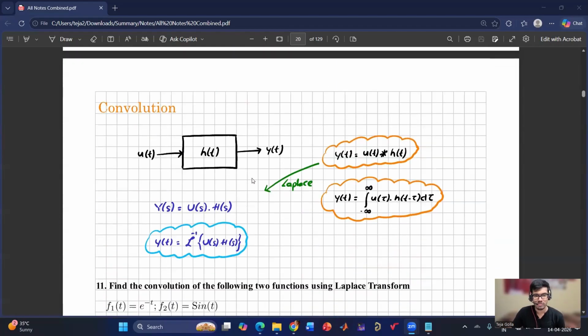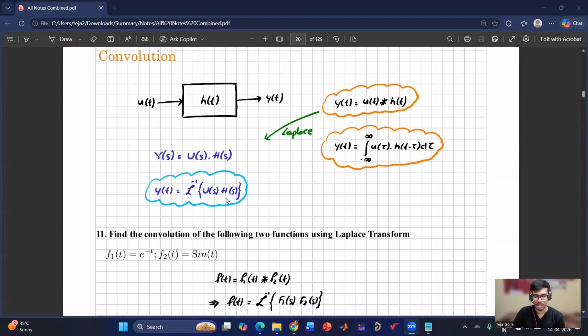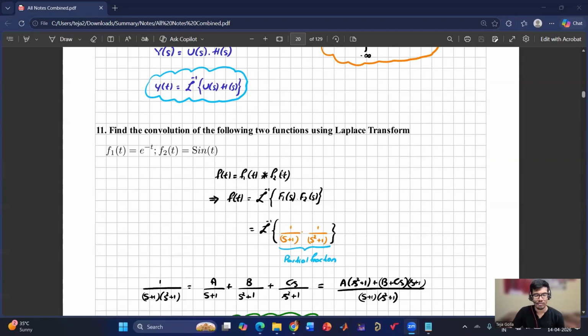And then we have also discussed one important topic called convolution. If it is convolution in the time domain, in the S domain it will be multiplication. If in the S domain it is convolution, in the time domain it will be multiplication. So this is a duality rule. And we have also seen how to find the convolution of this.